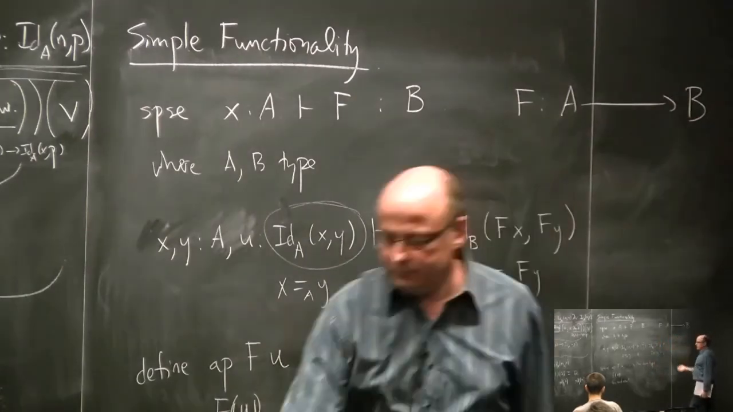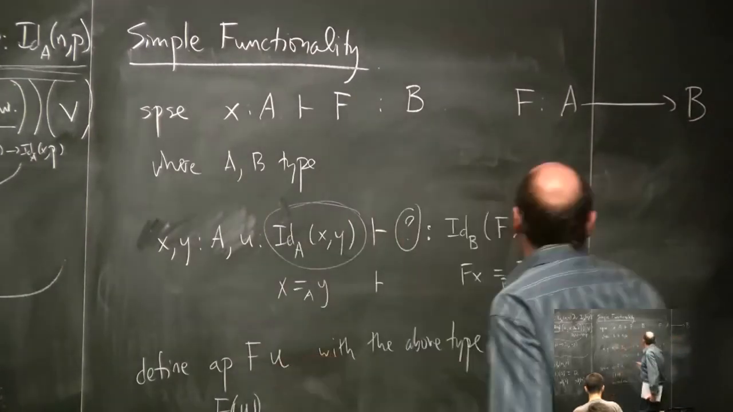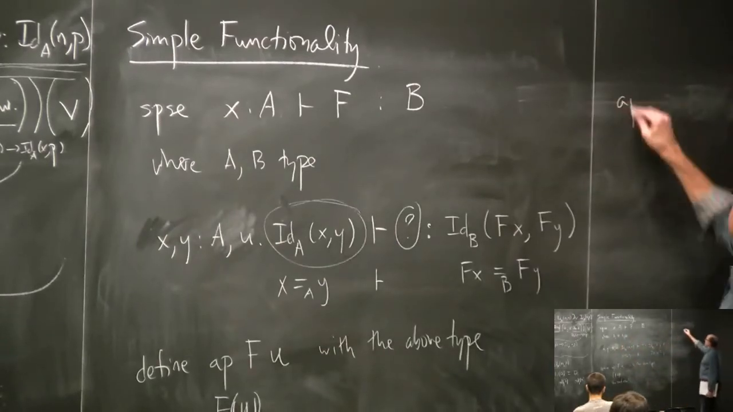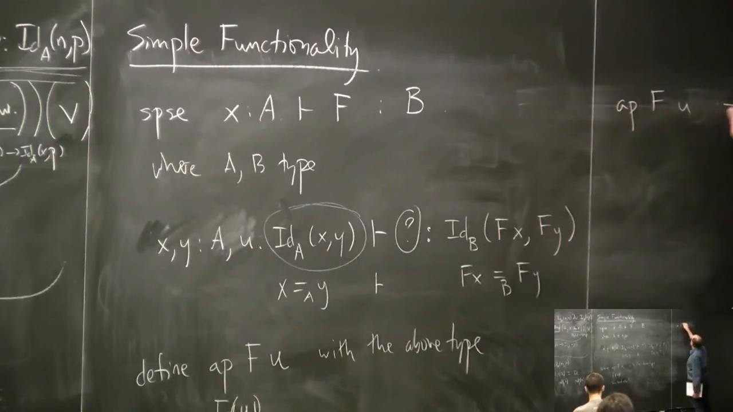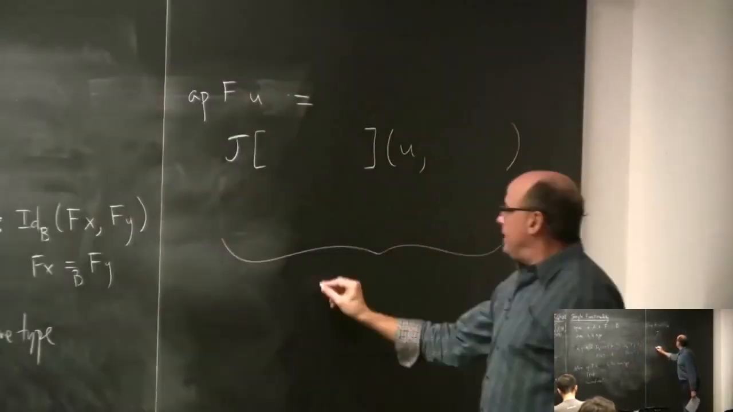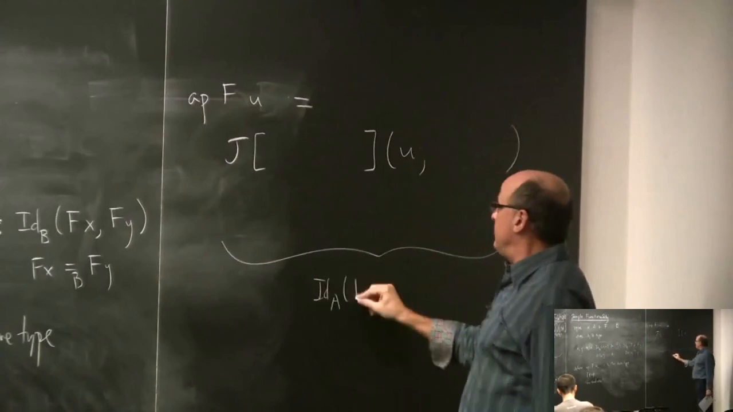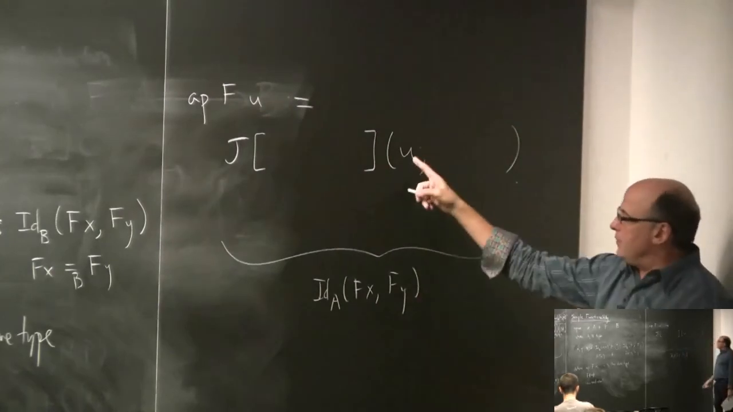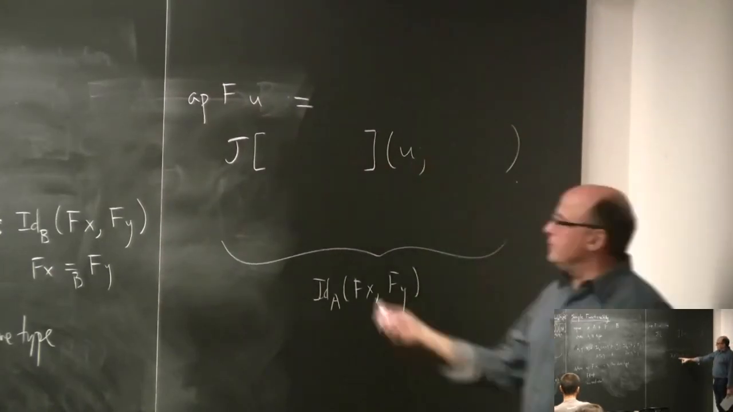Okay, so what is app-fu going to be? Well, the only thing I can do is define app-fu by some sort of path induction on u. It's the only thing I've got, the only game in town. And what is the type of u? The u is id-A-x-y. I want this whole thing to be a path that is a proof of id-B, f x, f y. So I have to figure out a motive that would take me, when I finish doing this, to get me to this instance.